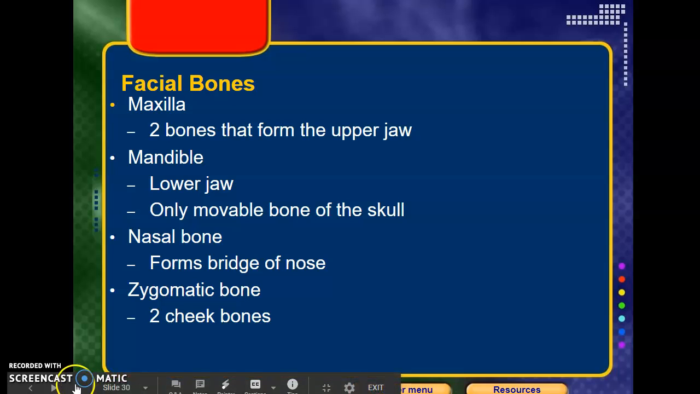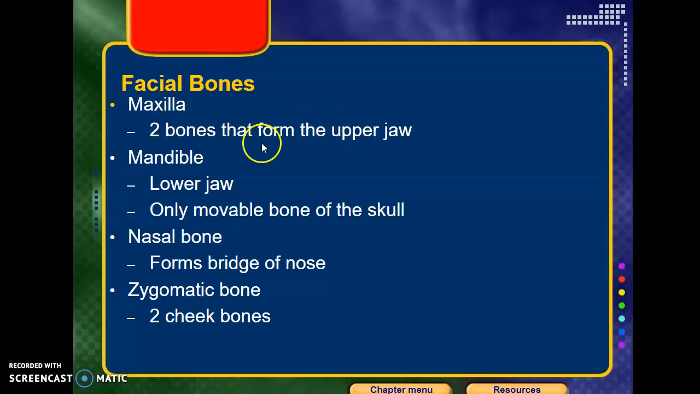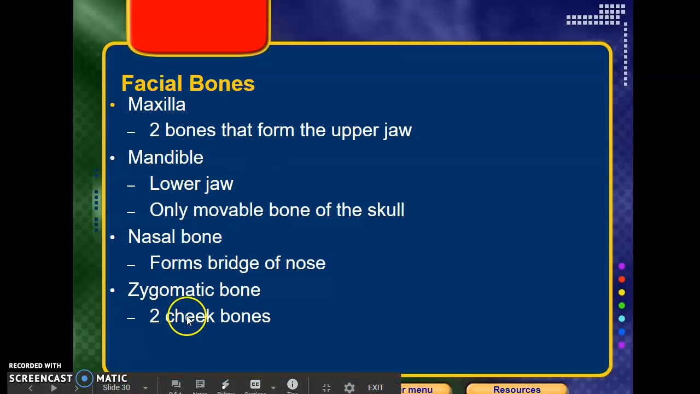So let's talk about facial bones. Facial bones, bones in your face: you have the maxilla, 2 bones that come together to form the upper jaw, the mandible, which is the lower jaw, the only movable bone. The nasal bone, that's the bridge of your nose. Most of your nose is cartilage. At the very top, right in between your eyes, the nasal bone, that's a bone. And zygomatic bones, that are your cheekbones. Those bones are called facial bones.